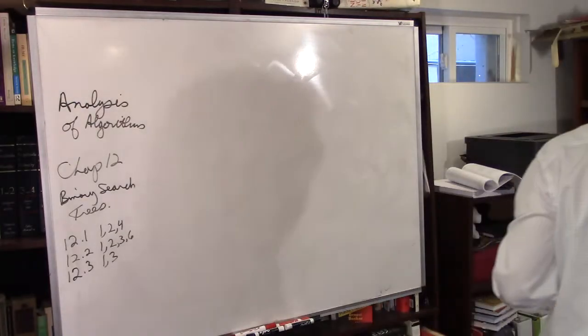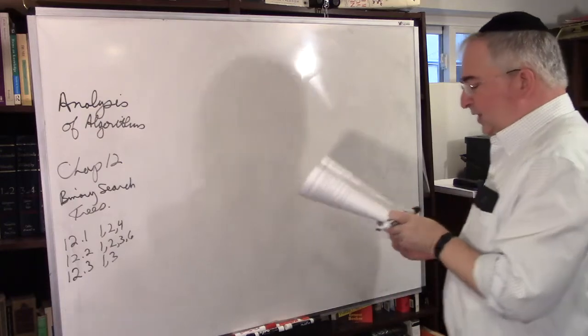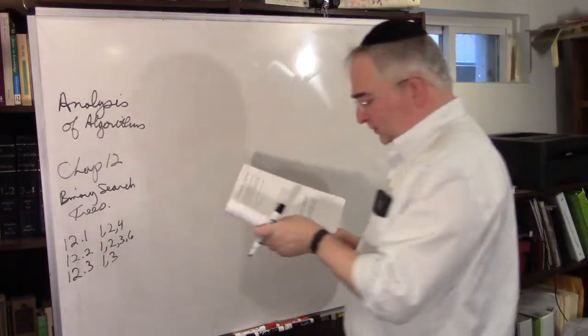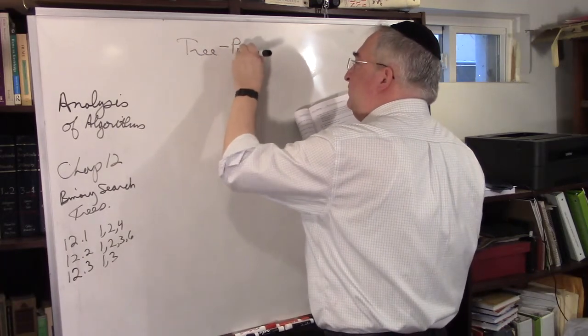Okay, so let's write it out. You should really try to do this on your own. Okay, tree predecessor.